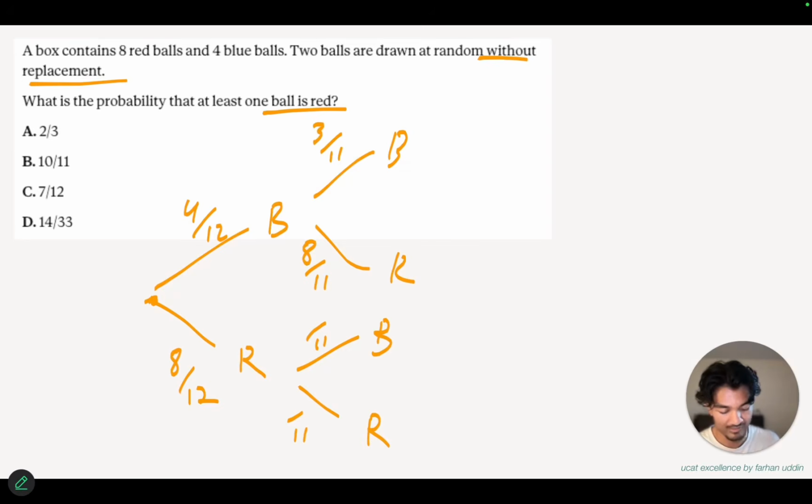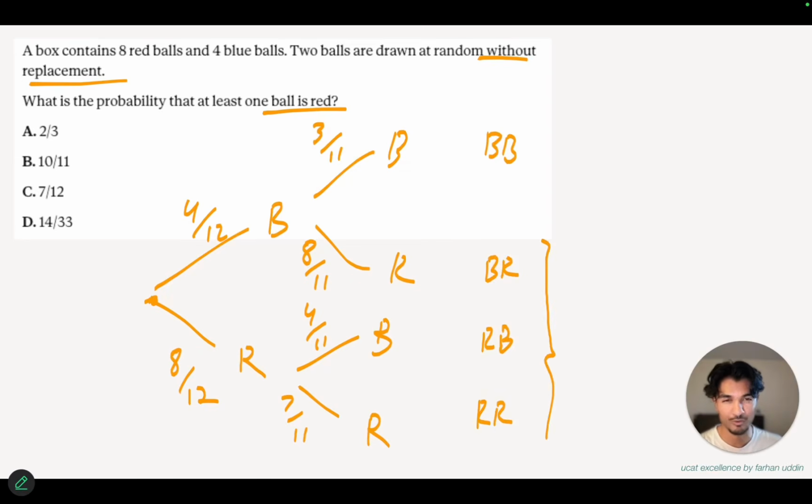Now, let's go down to the red node here. So if we picked up a red marble, the number of red marbles goes down by 1. So this becomes a 7. And the number of blue ones doesn't change. So this remains a 4. Now, you can find all of these probabilities if you like, but what's the question asking you? It's asking you, what is the probability that at least 1 ball is red? So we've got red here. We've got red here. We've got blue red here. And this is blue. So the probability of at least 1 ball being red is these 3.